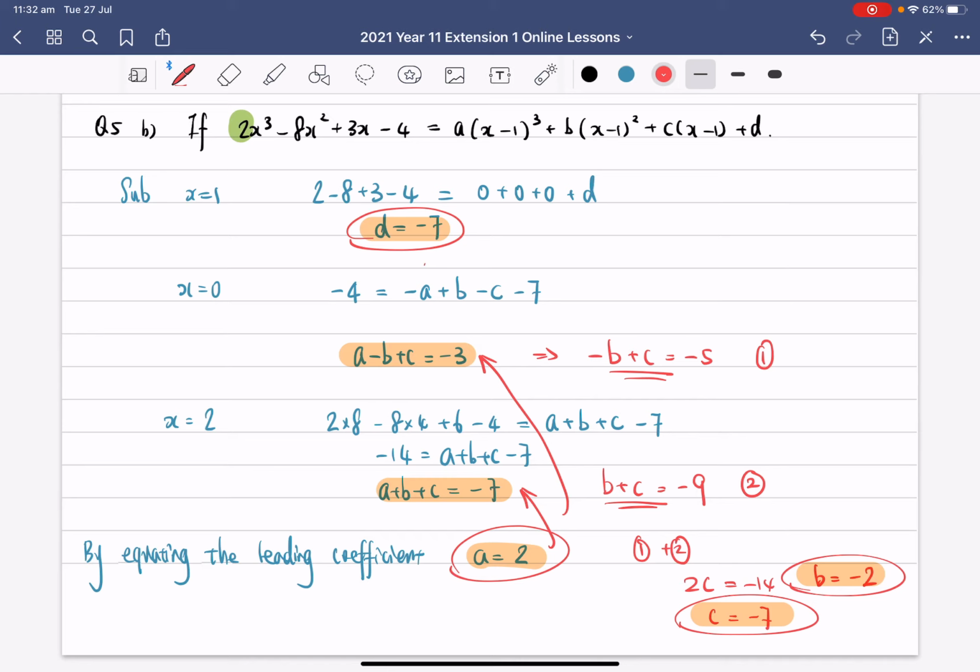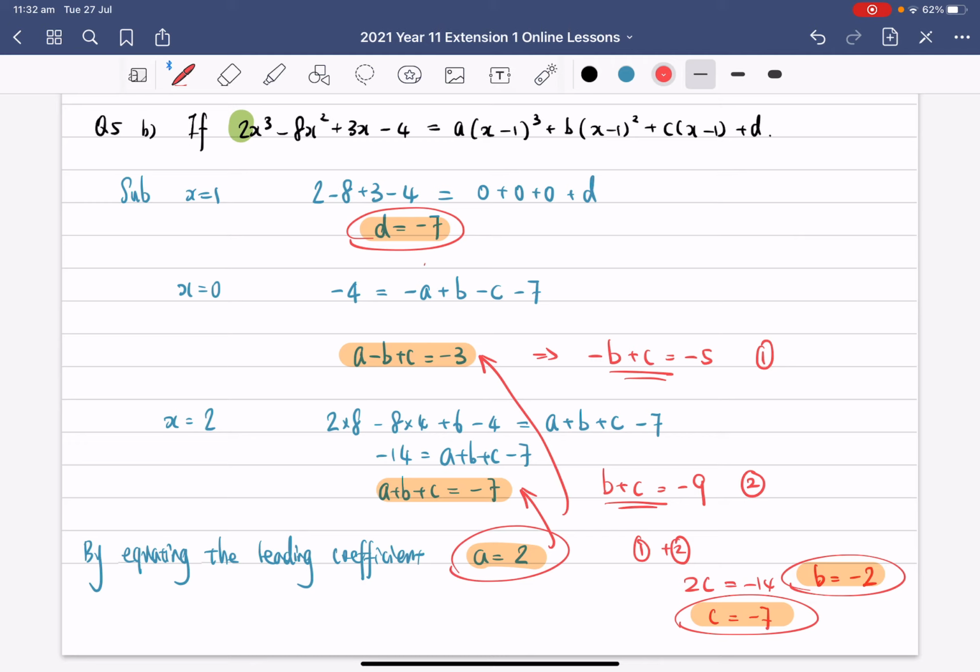Okay, so this is the questions where you're using both methods. You're not restricting yourself to just one method here. You start to do some substitution to find some value of a or b or c or d, and then you substitute more values inside. You get equations, and then you decide to find maybe one value of a or b or c first. By equating the leading coefficient, it's much easier.